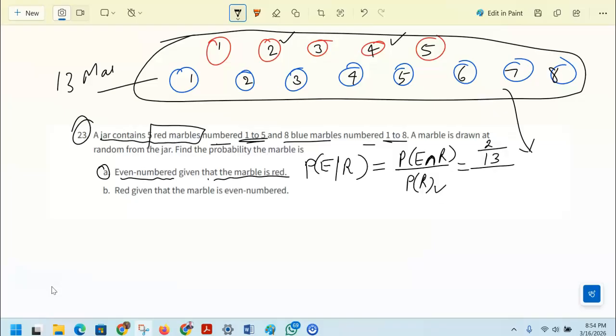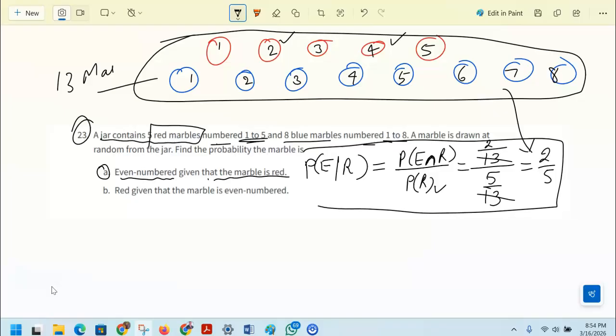And how many are red? So it is 5 out of 13. And you can see there is a 13 in the denominator for both. We can directly write 2 over 5 when you're done. So this is using conditional probability formula.